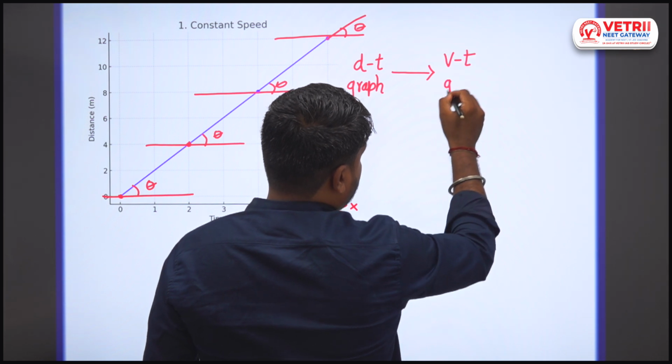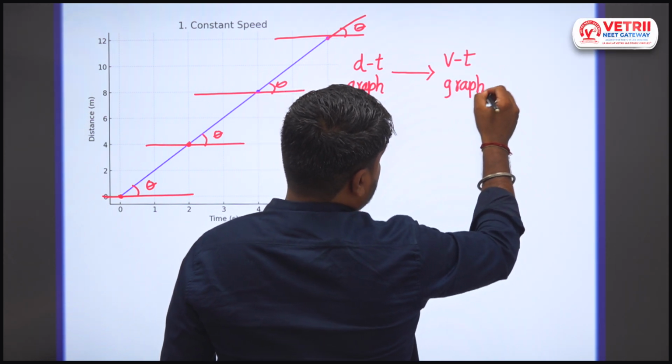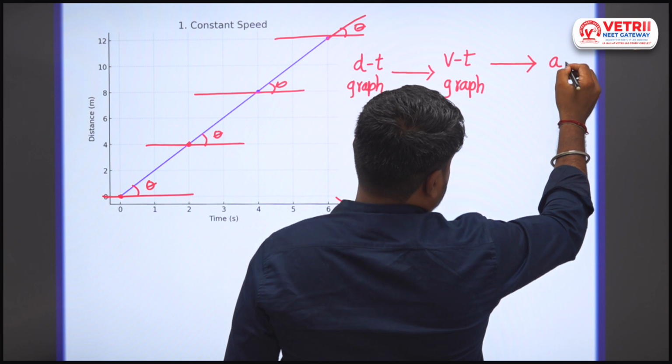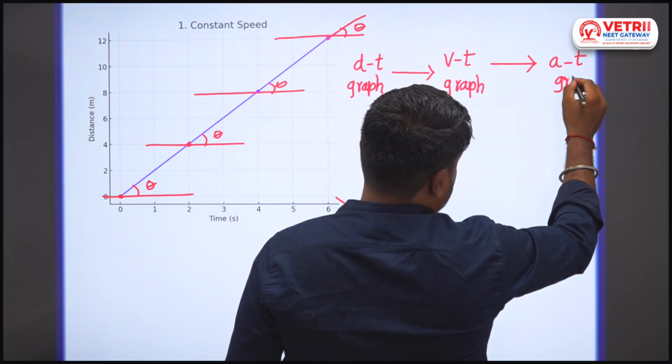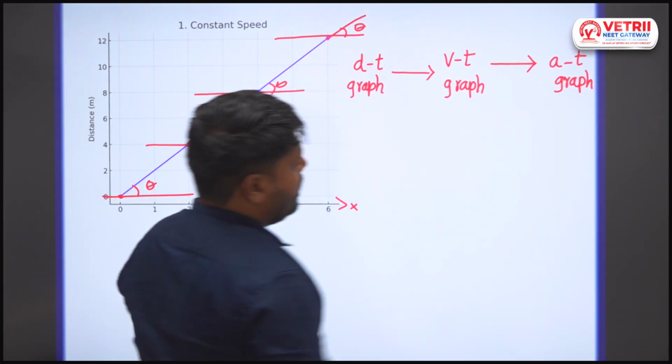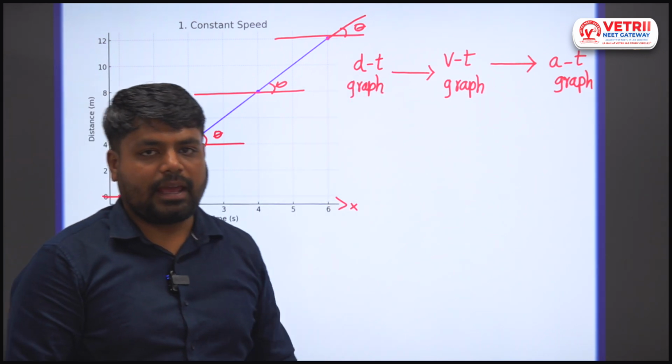Next, BT graph. Next, AT graph. So keep this in mind. We are going to discuss only distance and velocity time graph.